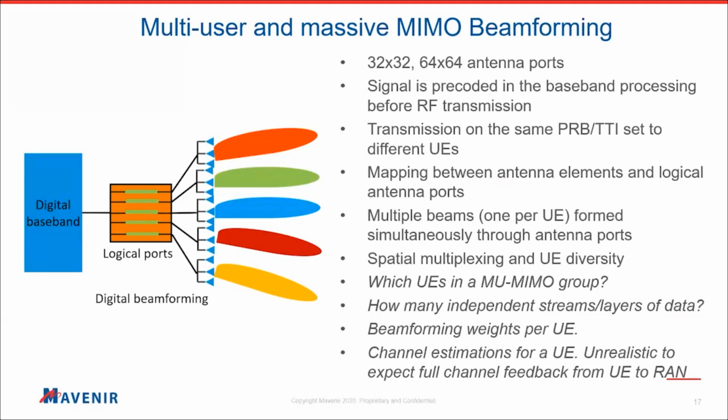So how many users can you schedule in the same PRB/TTI? How many streams of data? What should be the beamforming weights for each user? And how can you do channel estimation? Because it is very unrealistic to expect full channel feedback from the user to the RAN all the time.